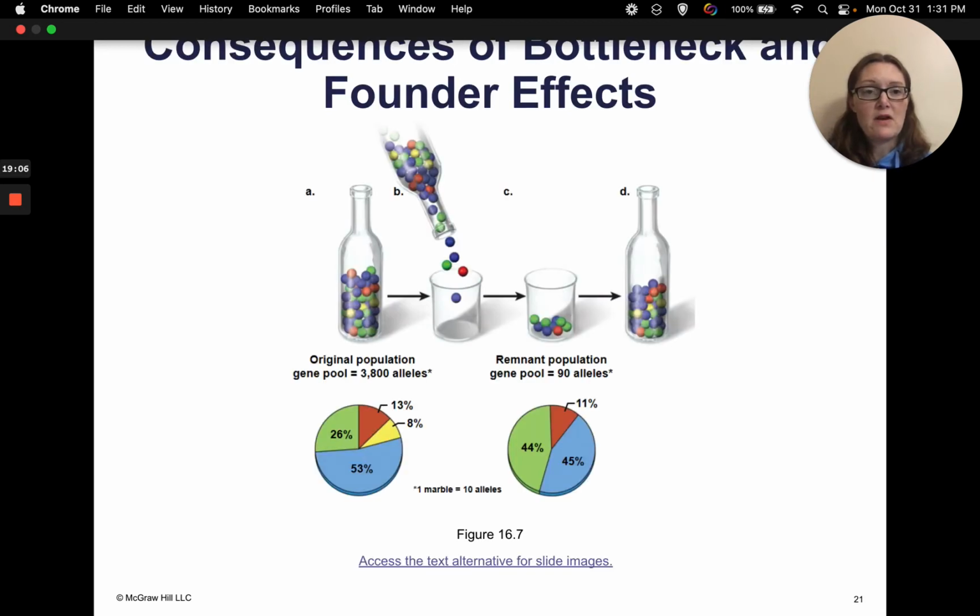So here's an example of bottleneck and founder effect. 1 marble equals 10 alleles. If you only have so many genes to pull from and they get stuck coming out of the bottle, and it's restricted, only certain alleles can come out of the bottle, you don't have as many that you can pull from. So only a few of the alleles can come out, and the offspring doesn't have a choice. Some of those rare alleles might not be able to get out and be expressed, and only the more common ones are really going to be expressed.